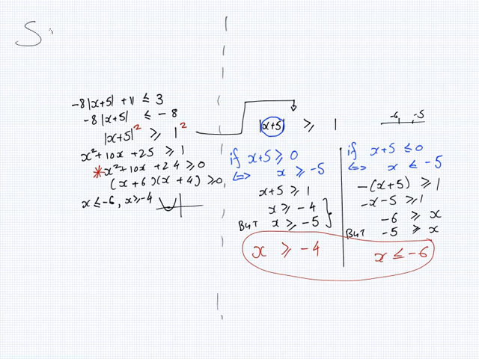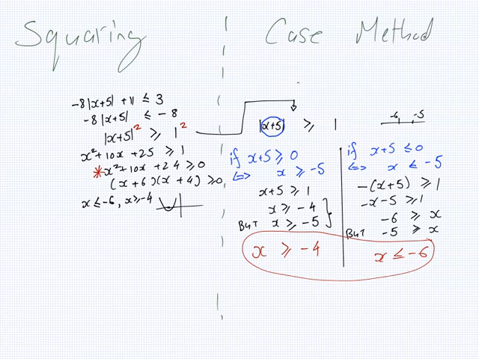So you have the squaring method, and I don't know, what would we call this method? The case method, where you look at each case, the positive and the negative. It is just a random name. I like the plus-minus case method. I just made it up right there.